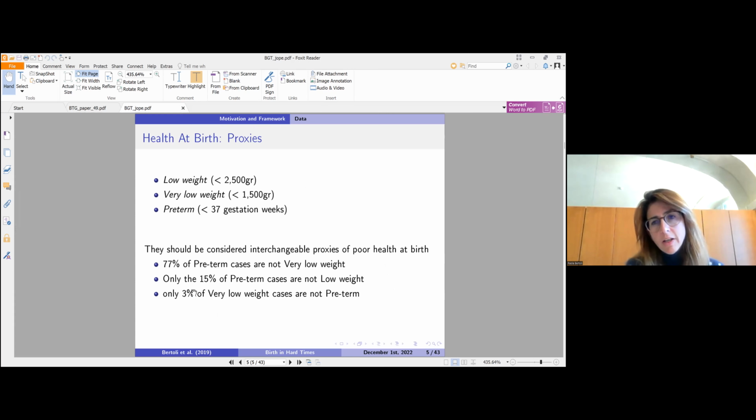Of course, they are correlated, so they are sort of interchangeable proxies of the same phenomenon that we want to study, which is poor health at birth, but still they capture different aspects. For example, it's not that all preterms are necessarily low weight or very low weight babies.